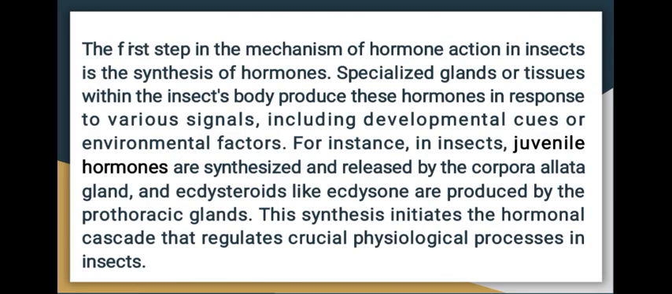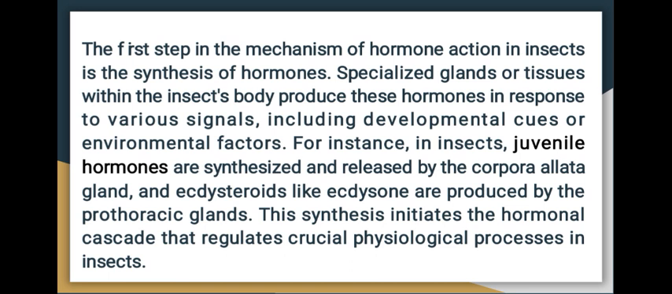Then the first step in mechanism of hormone action in insects is the synthesis of hormones. Specialized glands or tissues within the insect's body produce these hormones in response to various signals, including developmental cues or environmental factors. For instance, in insects, juvenile hormones are synthesized and released by the corpora allata gland, and ecdysteroids like ecdysone are produced by the prothoracic glands. The synthesis initiates a hormonal cascade that regulates crucial physiological processes in insects.